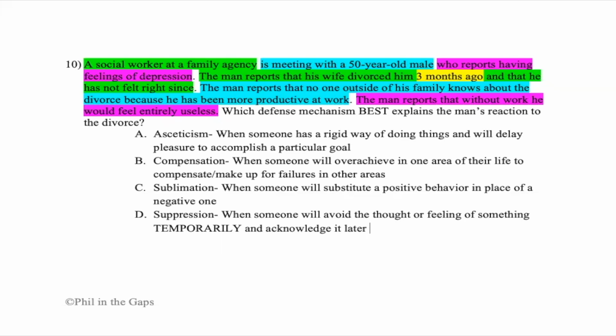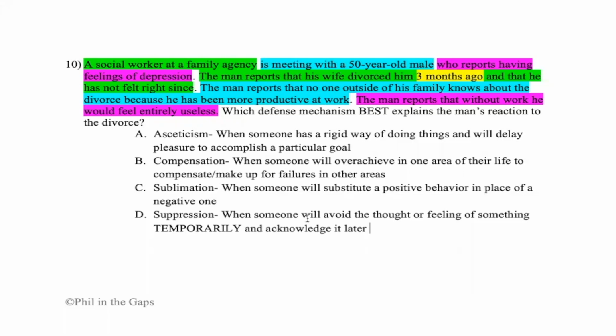So quick review. Social worker, family agency. That's who we are, where we're at. 50-year-old male. That's our client who reports having feelings of depression. Man reports his wife divorced him 3 months ago. And you like the time, hop on top of it because it always paints the picture of what we're looking at. So the past 3 months, he's been feeling depressed based on the divorce and that he's not felt right since. The man reports no one outside of his family knows about the divorce because he has been more productive at work. And he reports that without work, he would feel entirely useless. So keep all that in mind as we go through each answer choice.